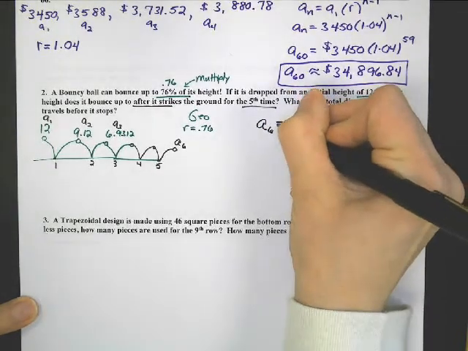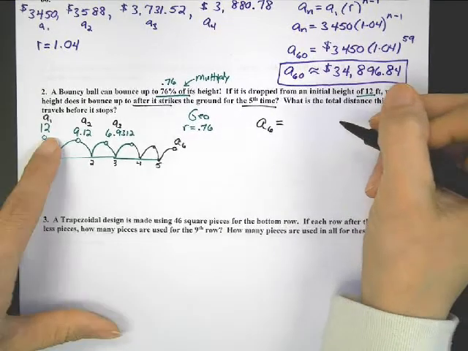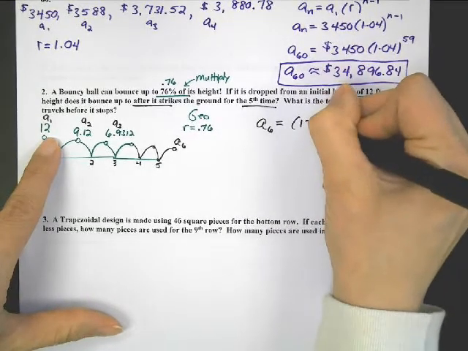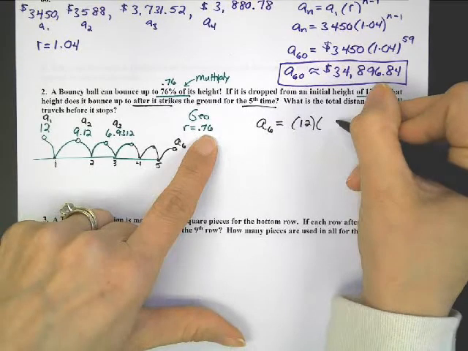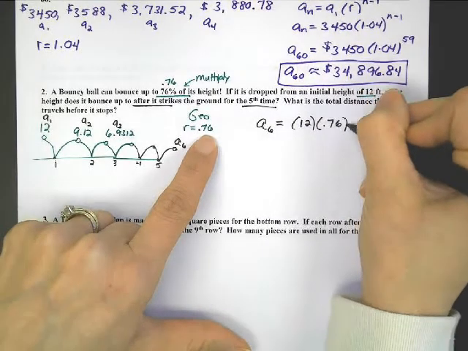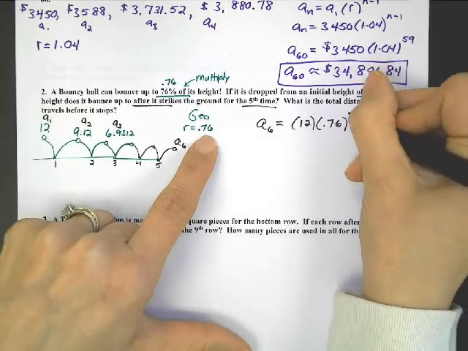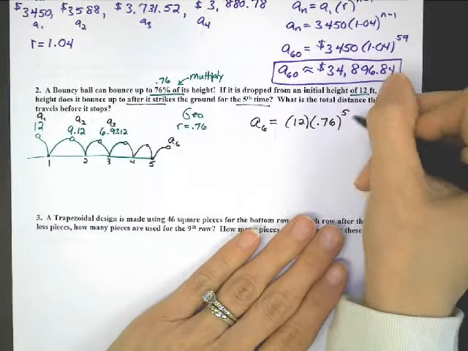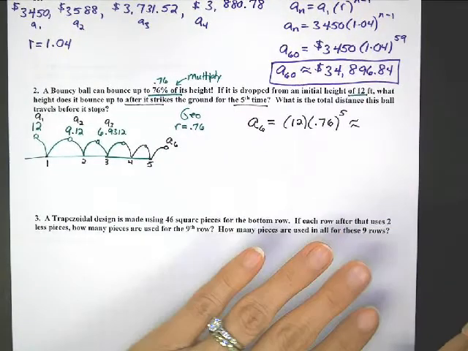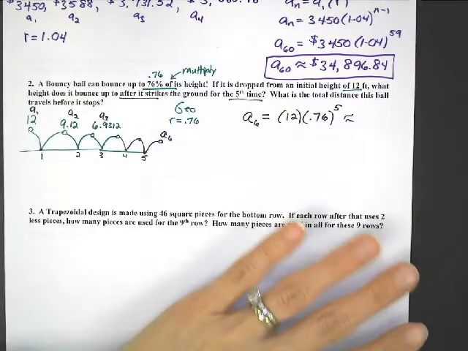A sub 6 equals geometric. You start with A1, which is going to be 12. Then you times by R, which is 0.76, and you raise it to the power of 5. So how high does it get? Go ahead and type it in.